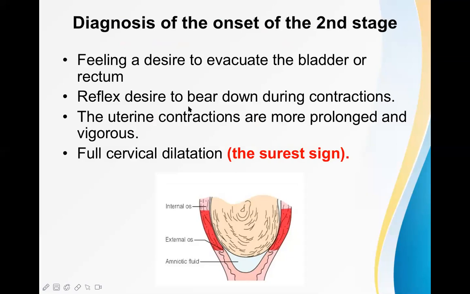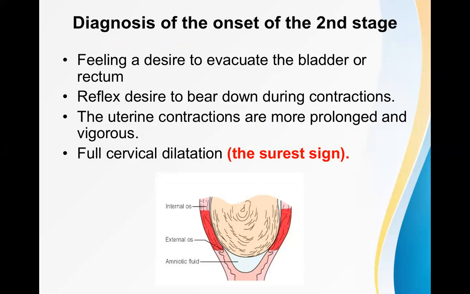She has a desire to bear down during contraction. That is called pushing. She shows that desire. If we feel on the anterior abdominal wall, the uterine contractions are more prolonged and vigorous now, okay? Because this is the second stage of the labor.